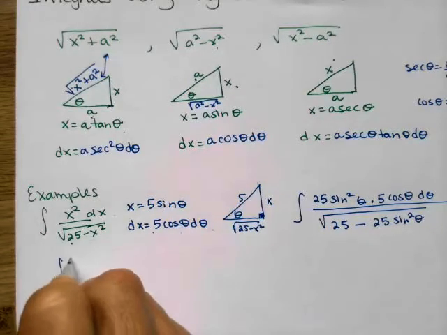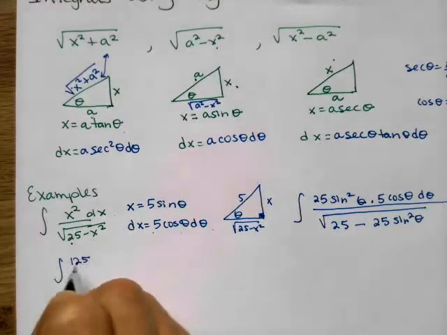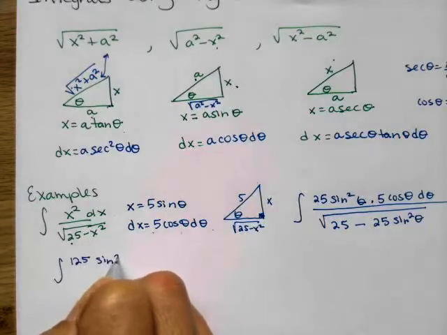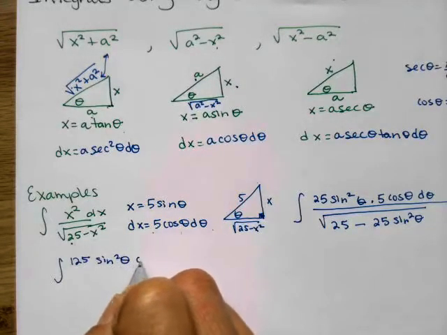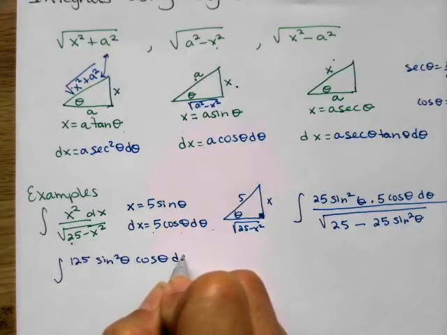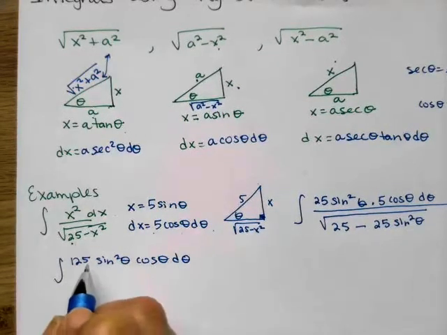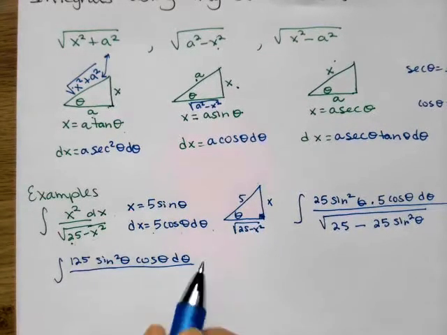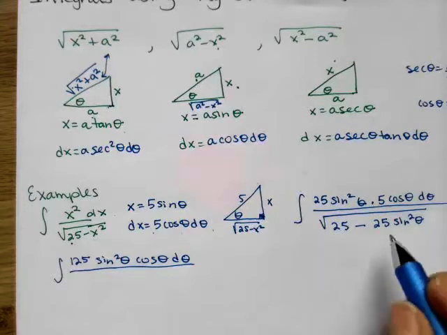I'll go ahead and do the multiplying up there. So I have 125. Yes, you could move that out front. That's totally fine. Sine squared theta, cosine theta, d theta. I know it's screaming u sub, but we can't because we have that stuff in the denominator. So let's talk about that stuff in the denominator.